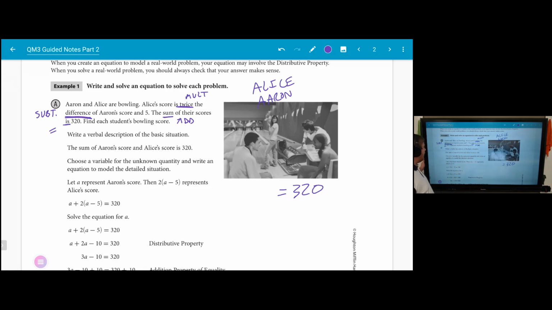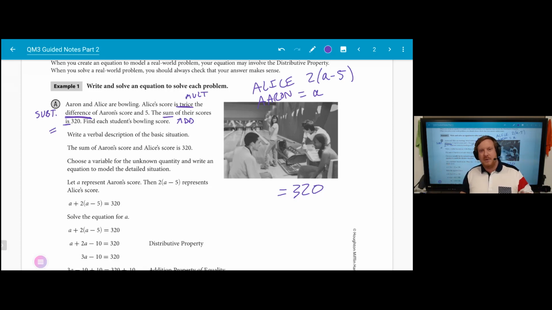So Alice's score is twice the difference of Aaron's score and 5. So Aaron's score, we're just going to call A. Okay, I've got Aaron's score is A. Alice's score is twice the difference. So I've got to do the difference first. The difference of Aaron's score and 5. So I've got Aaron's score and 5, and it's twice this difference. Remember, I have to do that difference first.